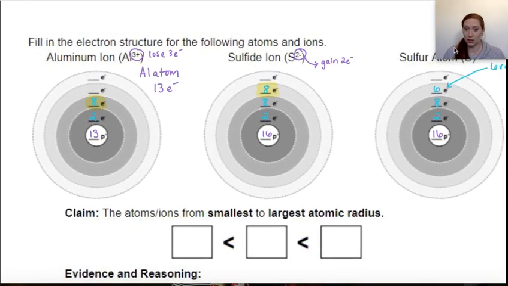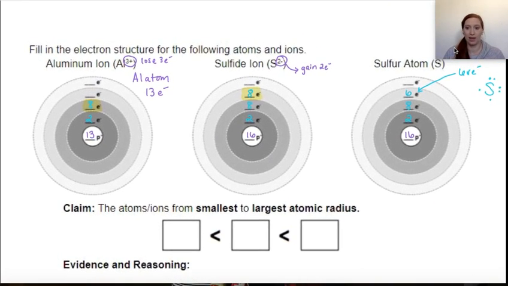Okay, let's take a look at these and rank them based on smallest to largest.